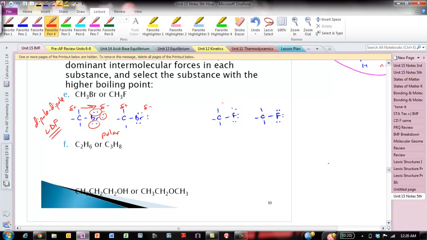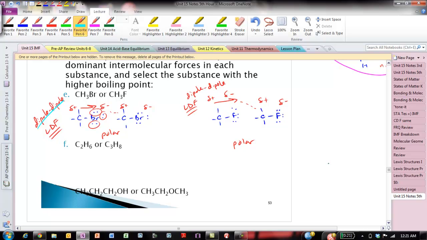So we go over here and we ask ourselves the same question. Well, it looks almost identical, except we have an F. So we have partial negative there, partial negative here. Okay. And so there is going to be an attraction between these two right here. So we have to ask ourselves, this is polar. And can it hydrogen bond? We do not have an H attached to an F, N, or O. So it cannot hydrogen bond, so it can just dipole-dipole. And LDF, because it's always there.